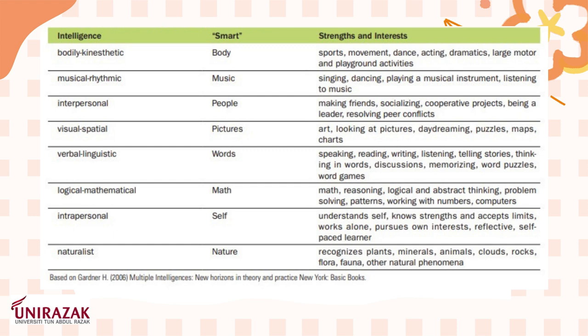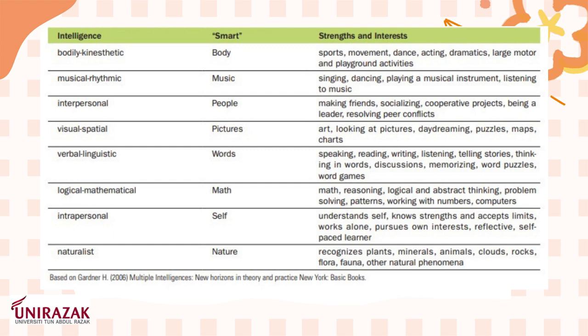This slide shows Gardner's multiple intelligences. It explains that children can be smart in different ways. There are 8 types: bodily kinesthetic, learning through body and movement; musical rhythmic, learning through music and rhythm; interpersonal, learning through people and social interaction; visual spatial, learning through pictures, art, and space; verbal linguistic, learning through words and language; logical mathematical, learning through numbers, patterns, and problem solving; intrapersonal, understanding oneself and personal strengths; naturalist, understanding nature, animals, and the environment. The key idea is that every child has different strengths and interests.